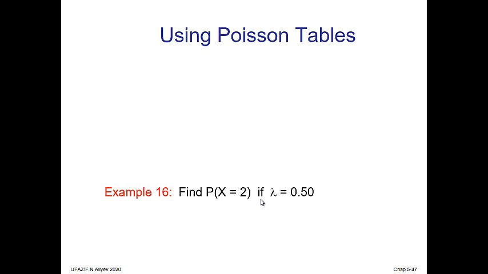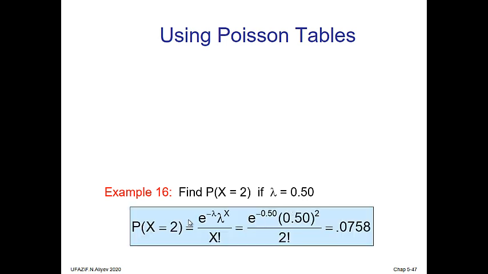But this is average. That's why don't say why this is 0.5, why something happening 0.5 times. This is average time of happening. That's why it can be different than an integer number. Using the formula, you just plug in here 0.5 instead of lambda and 2 instead of x.